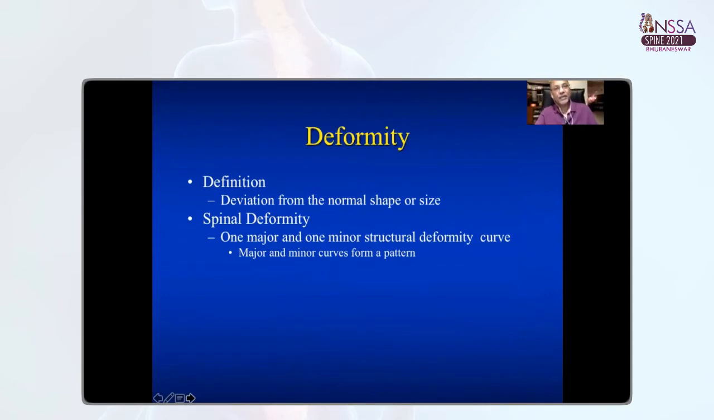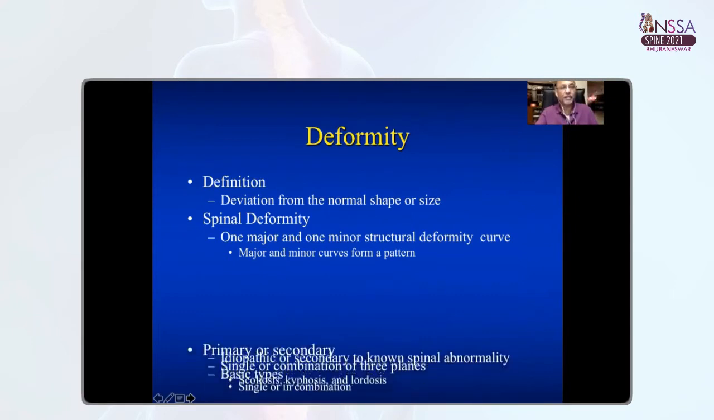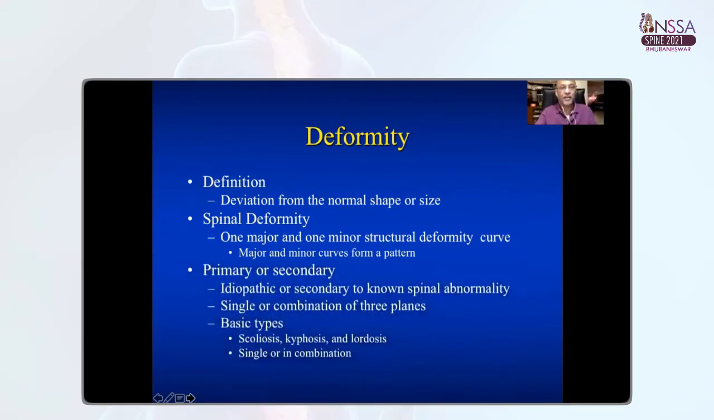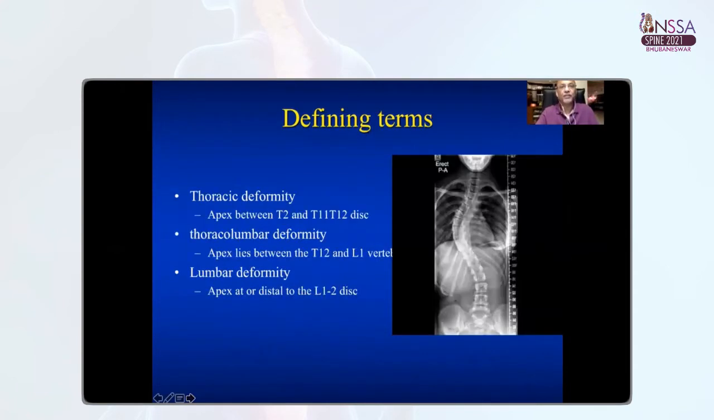What is deformity? We define it by deviation from normal shape or size. Spinal deformity generally has one major and one minor structural curve. Major and minor curves form a pattern. There are primary or secondary curves. Primary, obviously, idiopathic or secondary to known spinal abnormalities. You could have single or combination of three planes deformity. Basic types are scoliosis, kyphosis, and lordosis, and it could be single or in combination.